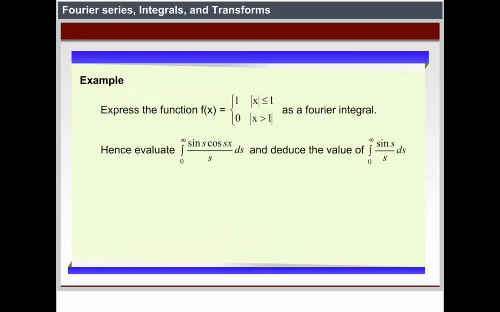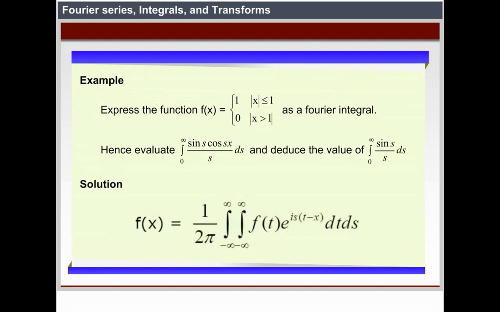Example. Express the function f of x equal to 1 for modulus of x less than or equal to 1, 0 for modulus of x greater than 1, as a Fourier integral. Hence evaluate integral 0 to infinity sin s into cos sx divided by s into ds, and deduce the value of integral 0 to infinity sin s by s into ds.